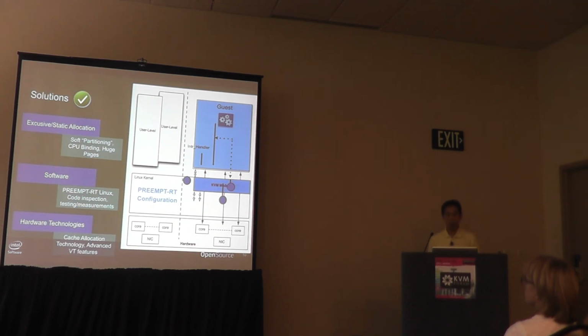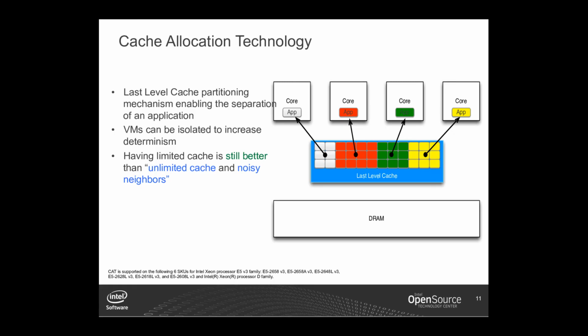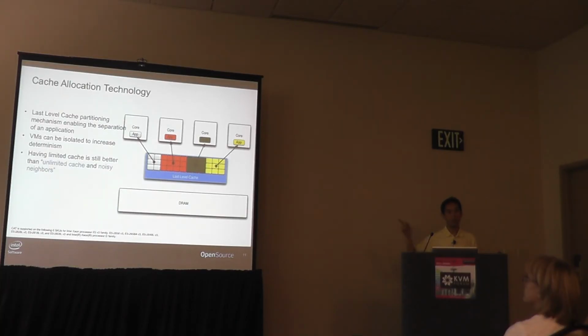The other thing is the hardware technology. We have, for example, the cache allocation technology or the advanced BT features. Probably I don't need to cover this one as Rick mentioned it, but I have a picture, so then you can see the picture. Essentially you can partition the last level cache for applications or VMs so that we can increase the determinism, right?